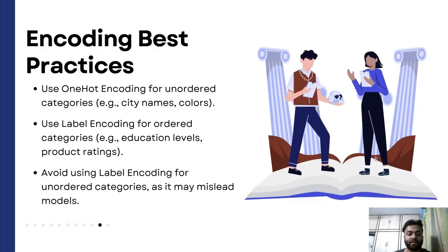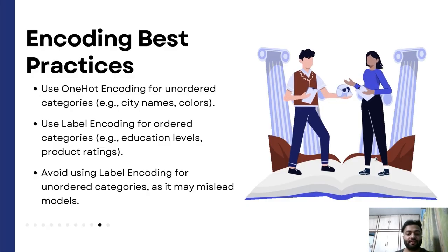Track correlation with target. Use techniques like target encoding to create meaningful numeric mappings based on the relationship with the target variable, but ensure proper validation to avoid overfitting. Regular validation. Perform cross-validation to assess the impact of encoding strategies on model performance and prevent overfitting.